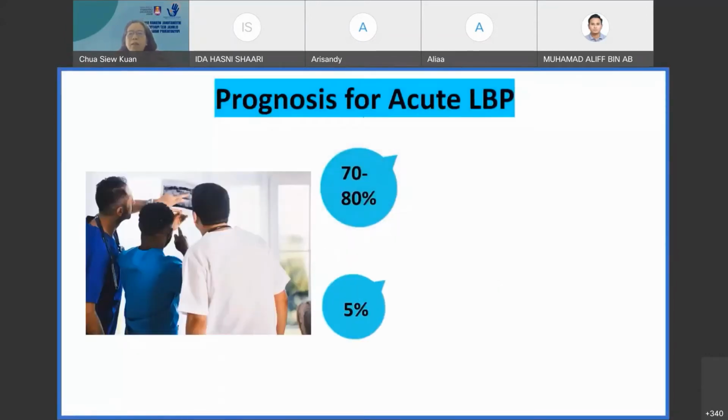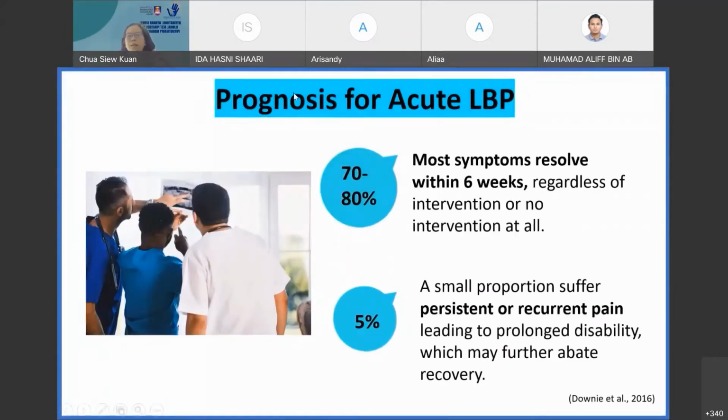Okay, again, the latest evidence has shown that 70 to 80% of symptoms resolve within 6 weeks. So we are not proud because we are wonderful or powerful to enable patients to relieve pain. Some patients with acute low back pain will not reach us immediately in Malaysian practice, but not in the West, where they can walk straight into the physiotherapists.